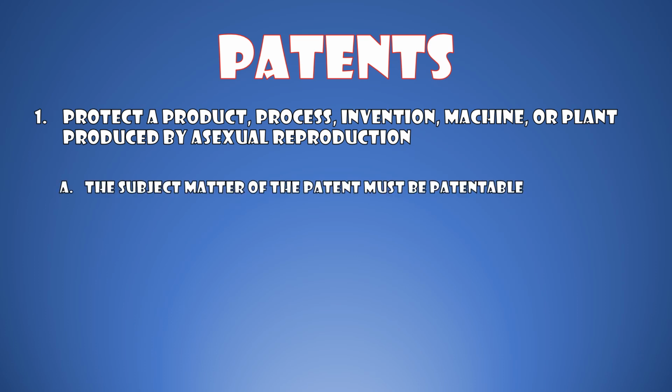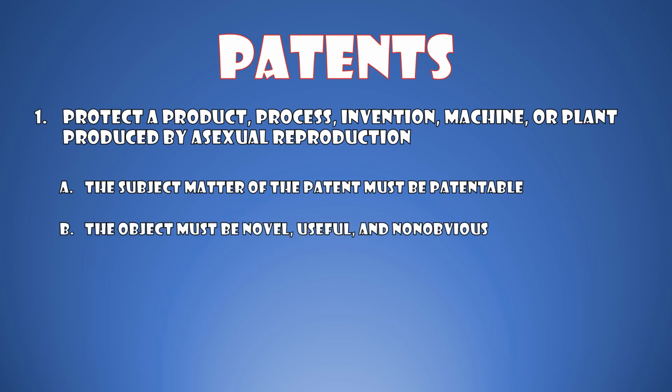Now, in order to get a patent, the subject matter of the patent must be patentable. All right, what's the requirement to become patentable? Well, the object must be novel, that means new, useful, and non-obvious in the current light of technology. Now, when a patent is granted, the holder has that virtual monopoly for 20 years.